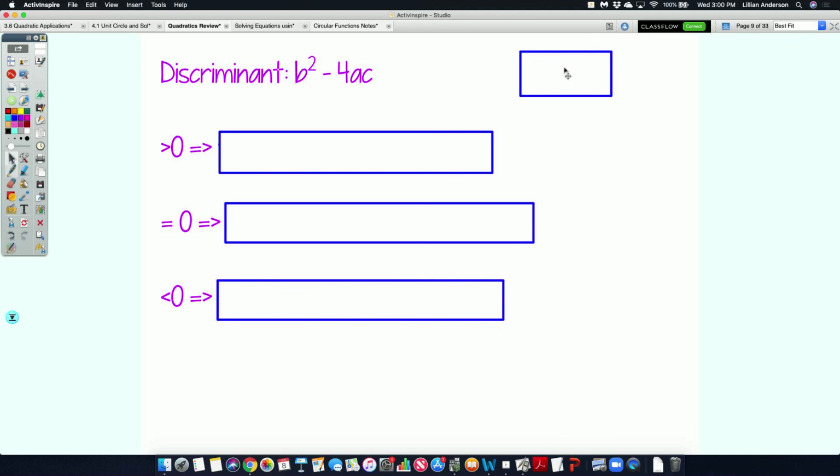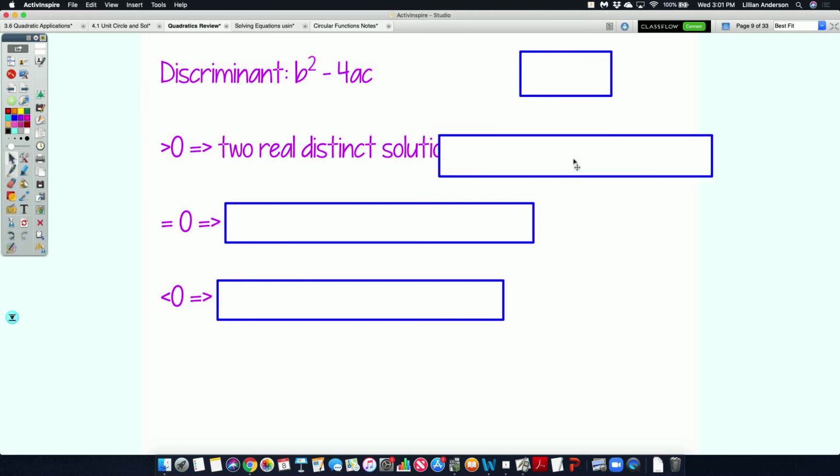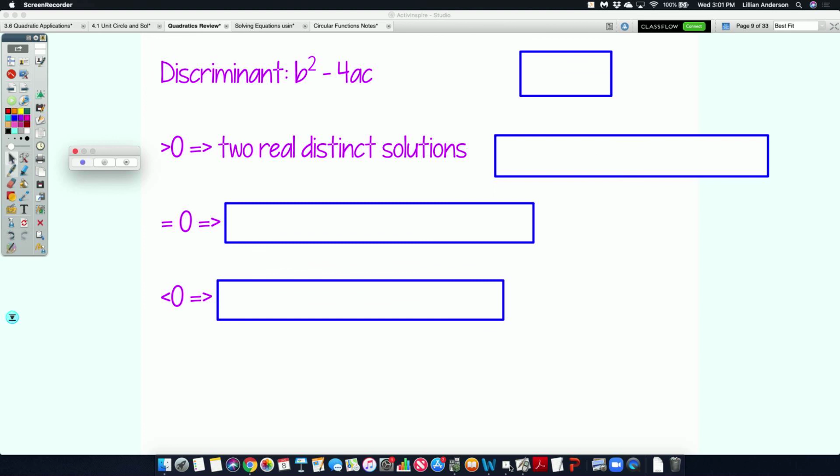When the discriminant was greater than 0, what does that mean? It had more than one root. It had 2 roots. What was special about those roots? They were real roots. They were 2 real and distinct roots.